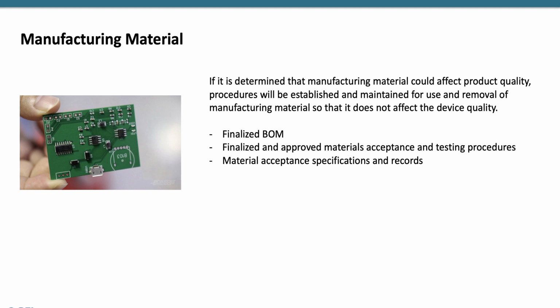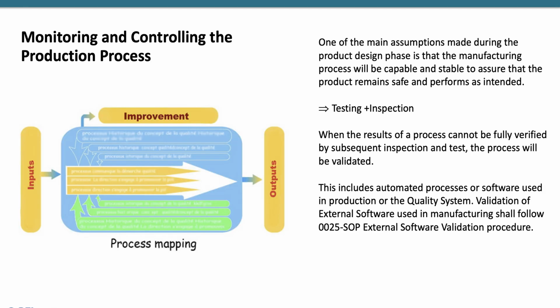Before we start with production, we need to have several documents in place. We need to have a finalized BOM. We need to have approved materials acceptance specifications, and we need to have testing procedures. Where some of the materials can affect product quality, we need to have a procedure that will describe the removal or use of the specific material. All this is supposed to be in place before the production starts.